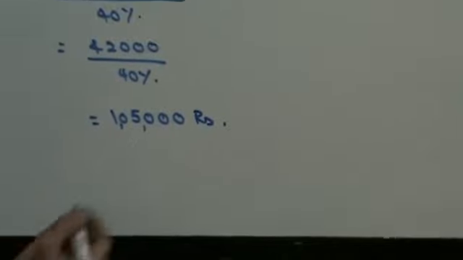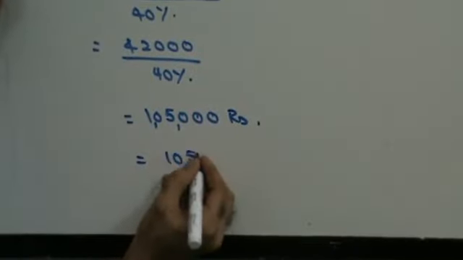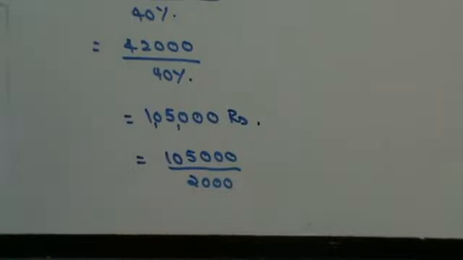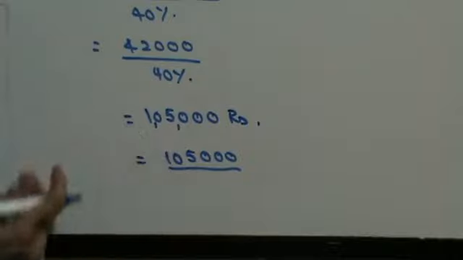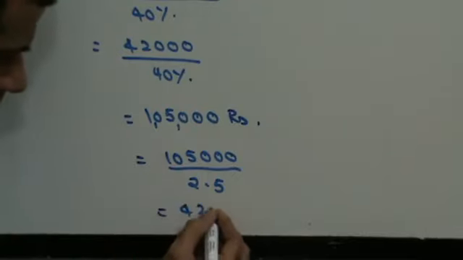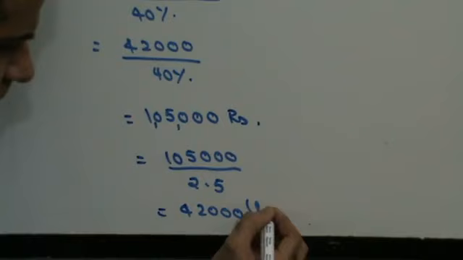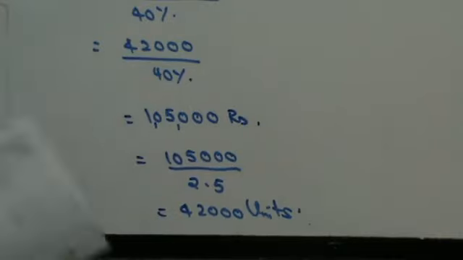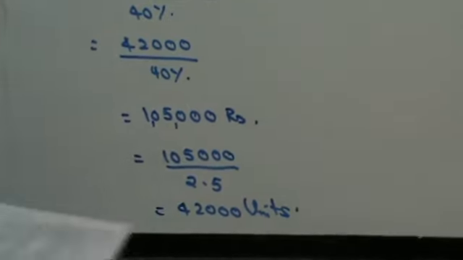Now, in terms of units, 1,05,000 divided by selling price per unit, that is 2.5. 1,05,000 divided by 2.5. That's 42,000. So either I make a sales of 1,05,000 rupees or 42,000 units to have a profit of 24,000 rupees. So let's see the next one, guys.